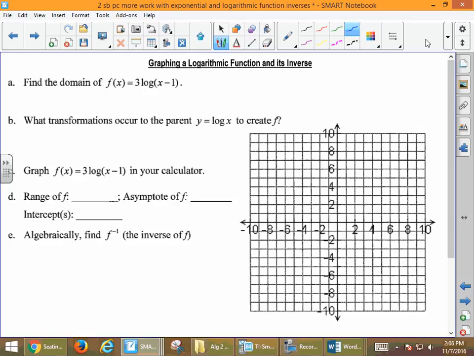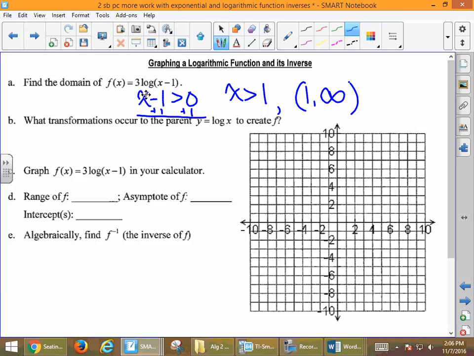So what we're going to do is take this value here of x minus 1, and set it greater than 0. We can add 1 to both sides. And when we do, we're going to get x is greater than 1, which is our domain. And if we write this in interval notation, that's the same thing as 1 to infinity. One more time.